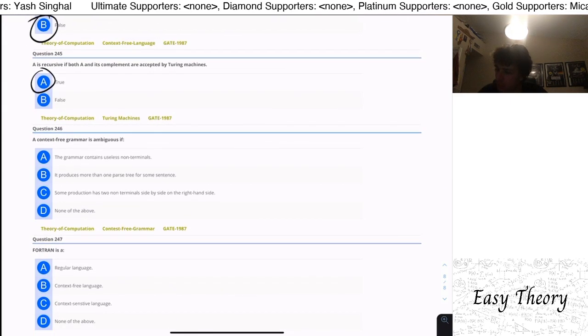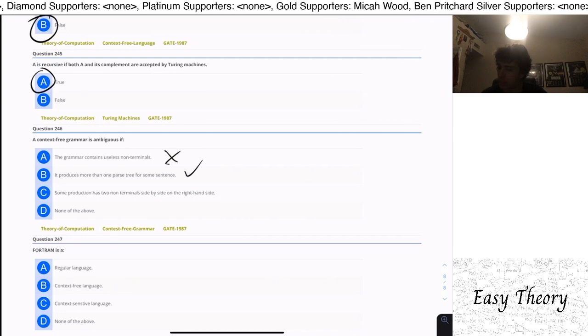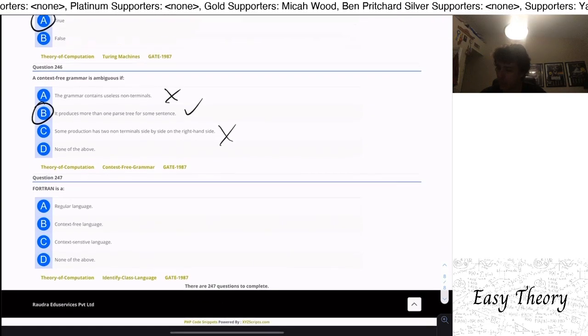The context-free grammar is ambiguous if the grammar contains useless non-terminals. No. It produces more than one parse tree for some sentence. Yeah, that's what it means. Some production has two non-terminals. No. So it's B.